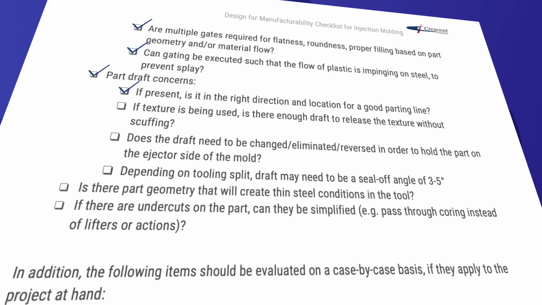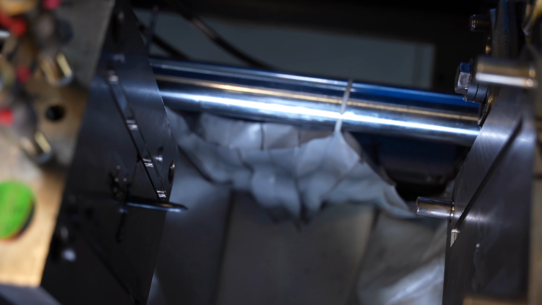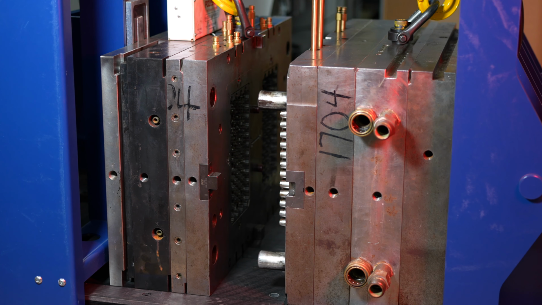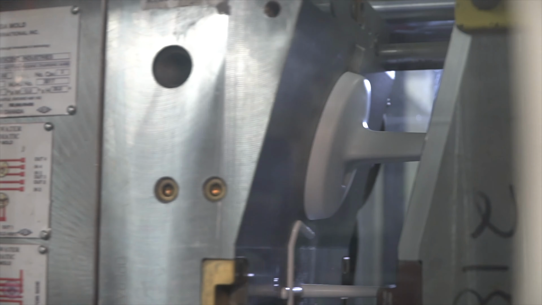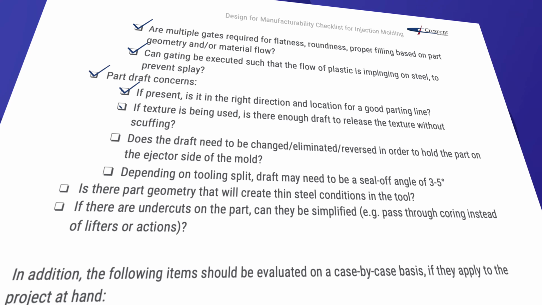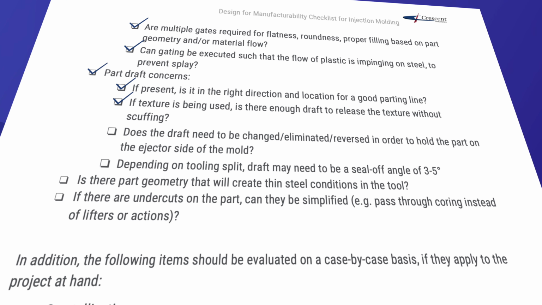Next, let's talk about draft, ejection, undercuts, and tooling ease. Draft, which specifically refers to the angle of the part relative to the parting line, determines how easily the part releases from the mold after the cooling stage. Without sufficient draft in the correct direction, parts can stick, scuff, or even crack during ejection. When surface texture is applied, additional draft is almost always required because texture increases friction against the mold surface, so underdrafted textured walls commonly show scuffing or ejection damage.